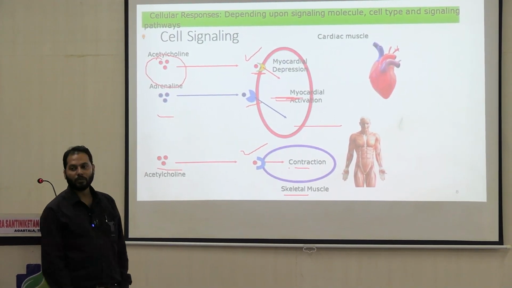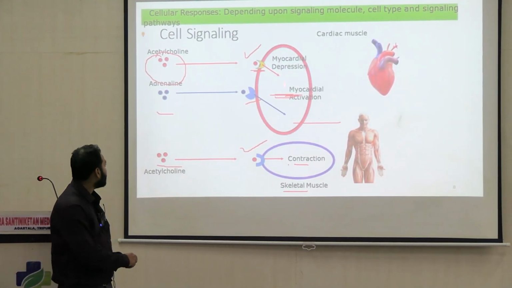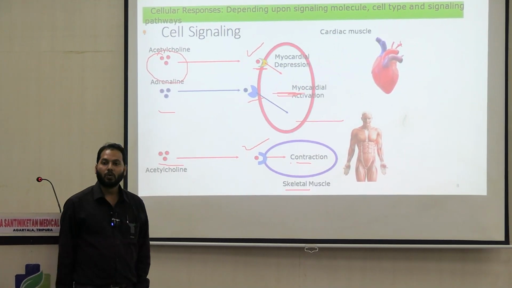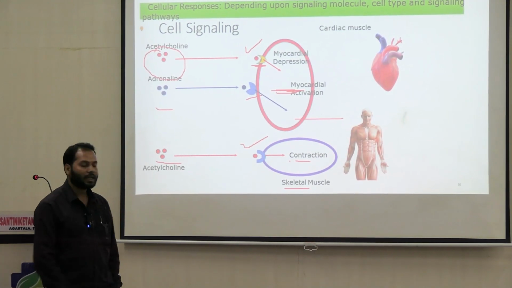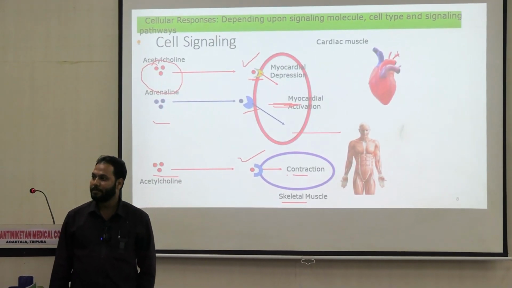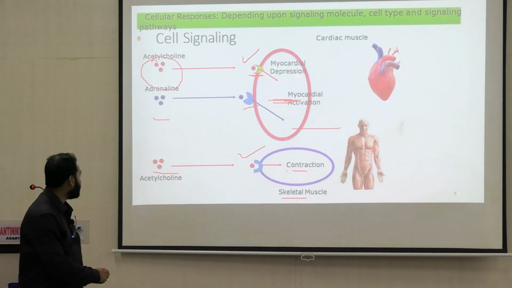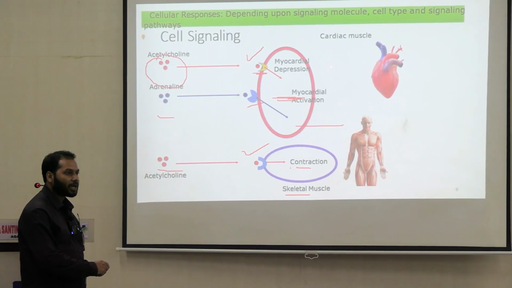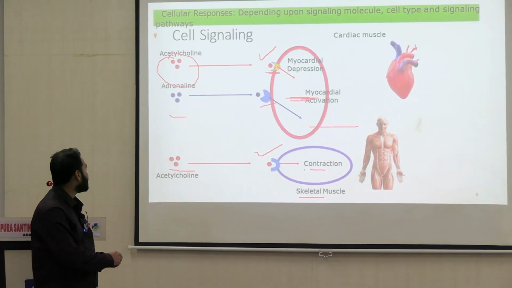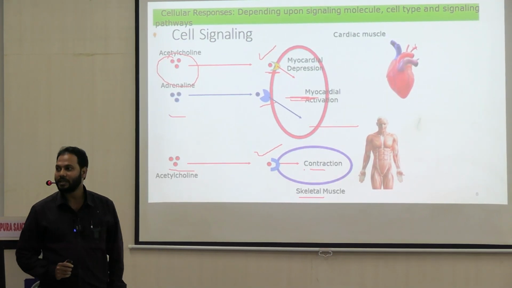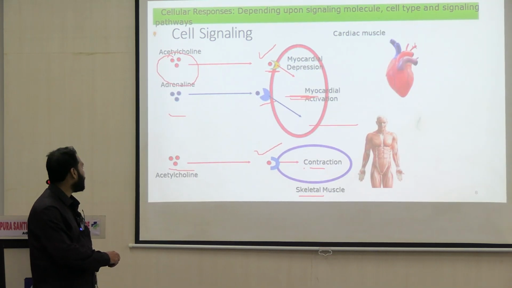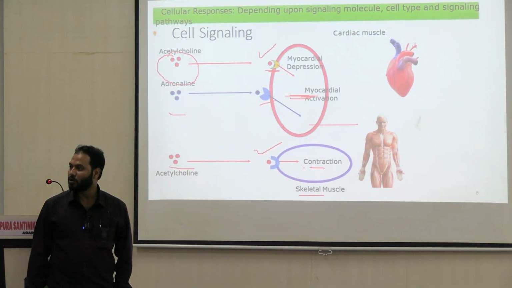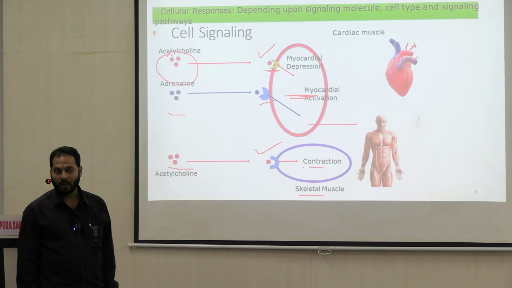Here it is also a signaling molecule, but there are two different types of cell. One is the myocardial cell and another one is the skeletal muscle cell. In both the cells, if you see the first one, in case of the myocardial cell, this is the specific receptor for acetylcholine which is present on the cell surface, and this is the specific receptor for adrenaline, and that receptor is also present in the membrane.